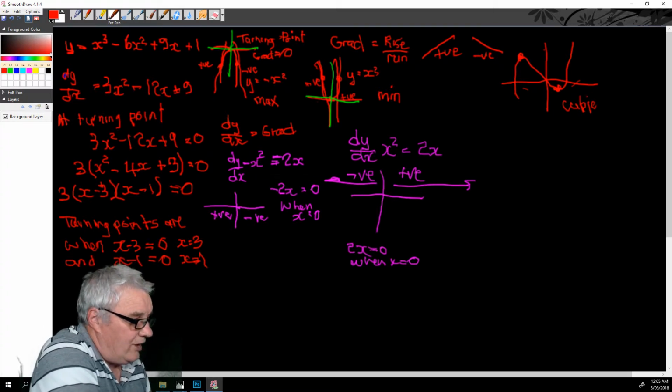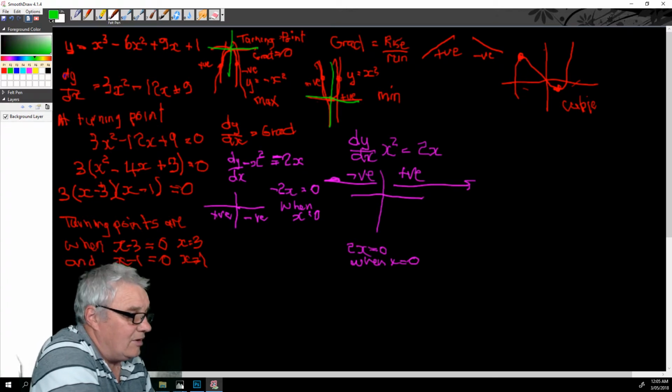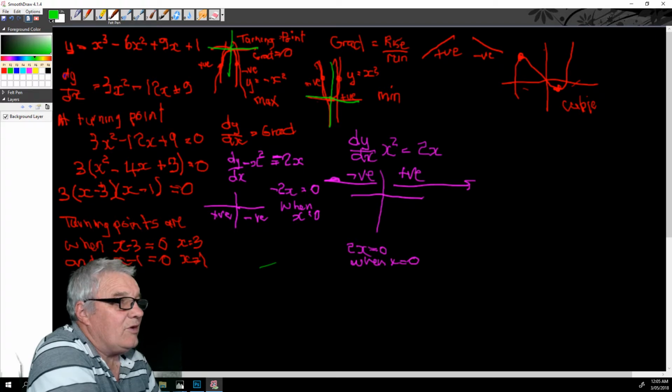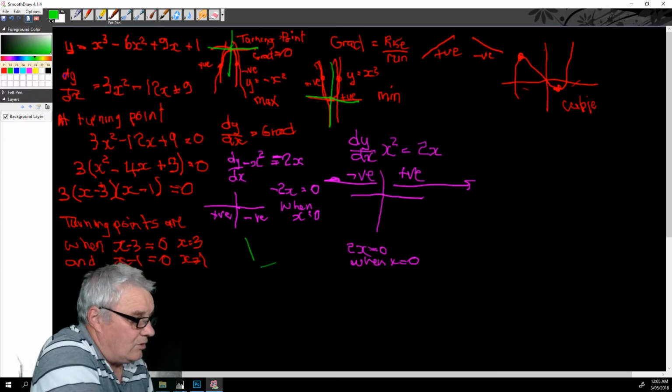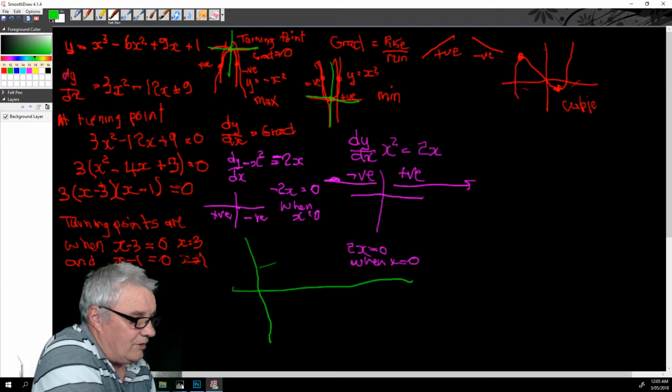So what we're going to do now is attempt to draw it up. Perhaps I'll use green for that. I'll leave that there and put that down like that. So we've got when x equals 3, which is maybe here, and when x equals 1, which we'll put there.